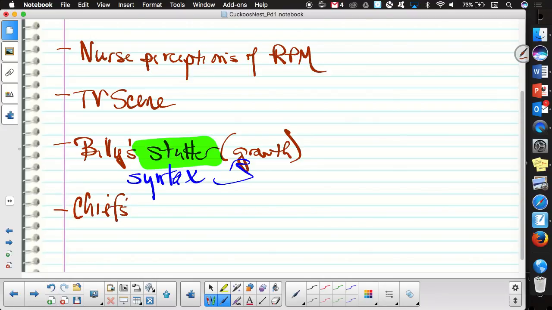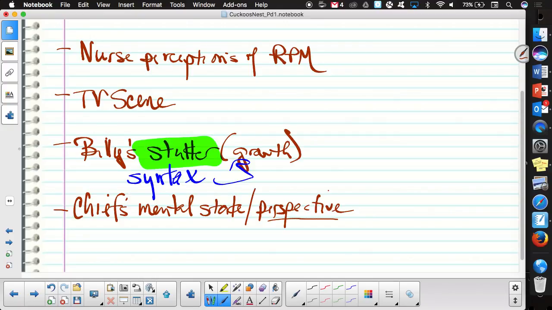So Chief's mental state, slash, I don't want to use a certain term, perspective, I guess would be one. Very similar to perspective, and this isn't probably a typical rhetorical device that we would necessarily use, but if you're talking about the way that Chief narrates the book, his overall point of view, again, that would be a device that you could certainly use. Someone could use the term point of view.